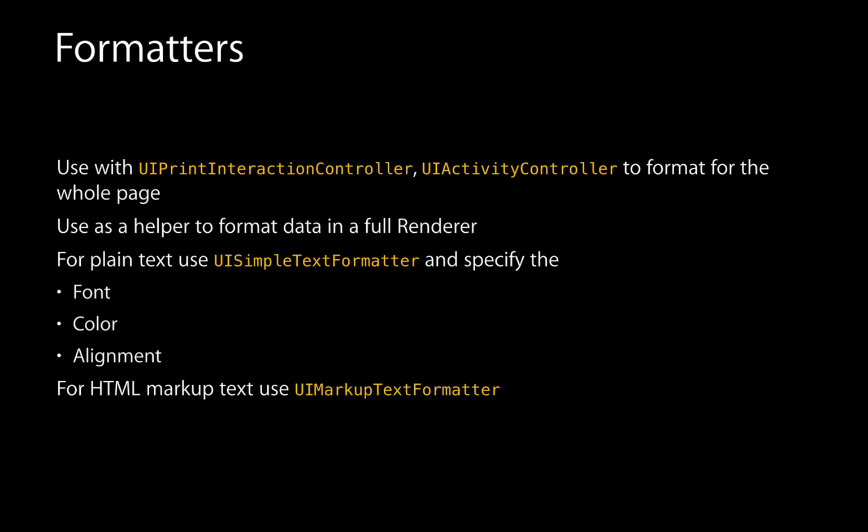So you can use formatters directly with UIPrintInteractionController or the UIActivityController, the share sheet, to format for a whole page. You can also use formatters as a helper in a full renderer, and we'll talk about that later. For plain text, use this UISimpleTextFormatter. This allows you to specify font, color, alignment, kind of control the text, how you want it to look on the page. For HTML markup, you'll use the UIMarkupTextFormatter, and it knows how to format based on the HTML rules using WebKit.